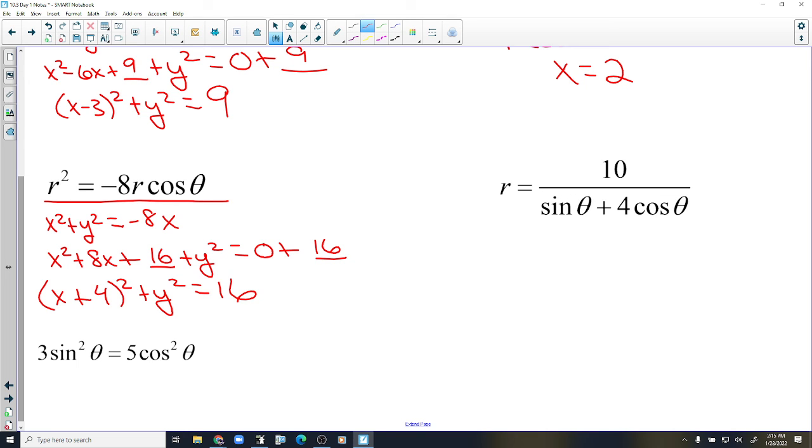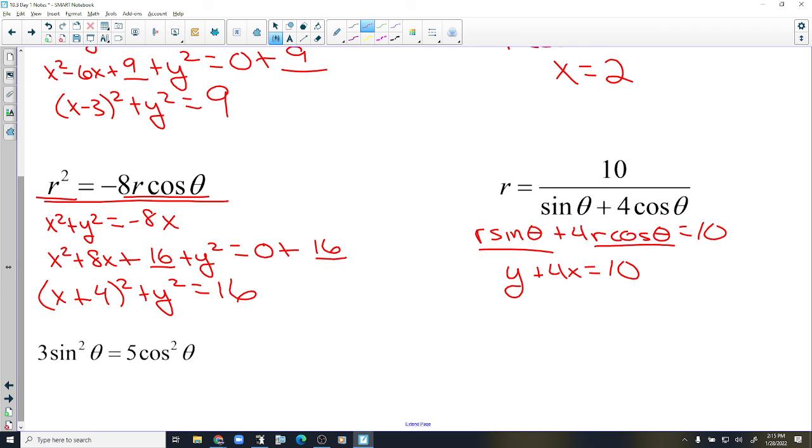The one off to the right, you guys, this one's a little different in that we just multiply this over, and we get r sine plus 4r cosine equals 10. I'm always looking for those tools. How can I get those tools out of this? How can I get an r squared? How can I get an r cosine? So this is just y plus 4x is equal to 10. Forget about that last one. It's kind of dumb. It's weird.